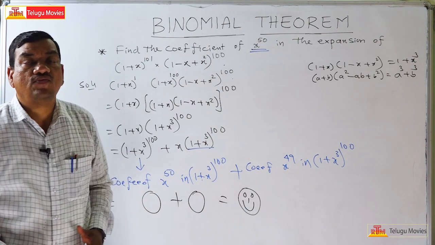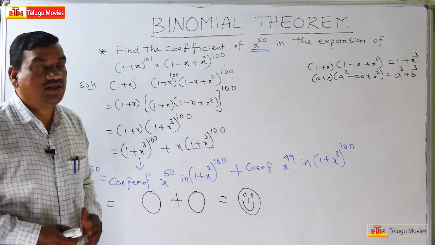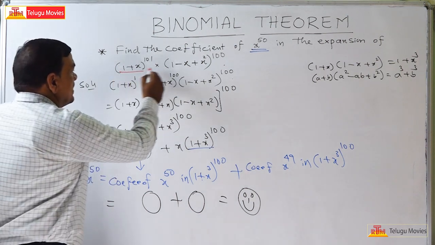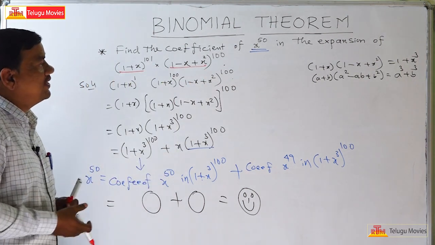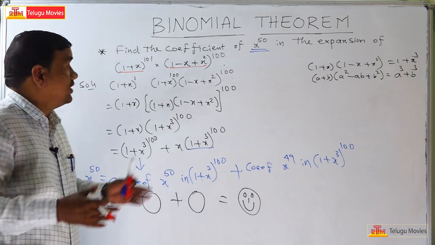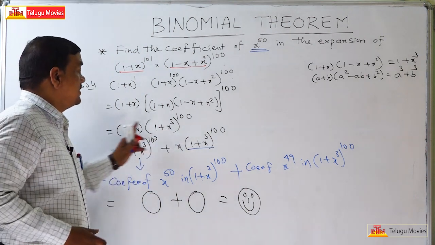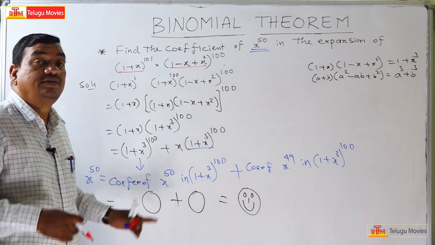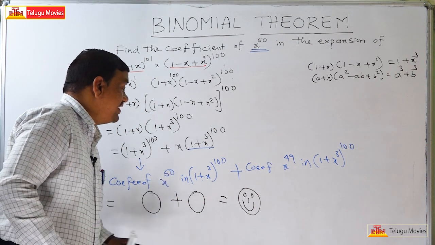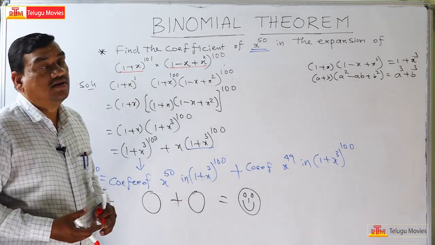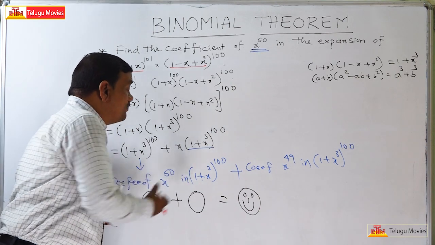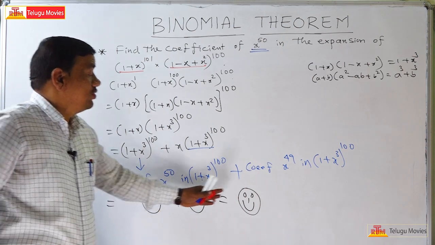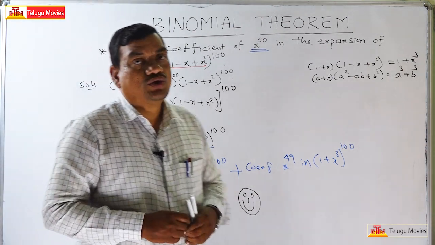Such types of logical problems are given. By seeing this problem, the idea you have to get is that 1 plus x into 1 minus x plus x square is nothing but 1 plus x cube, so this becomes two binomials. Afterwards we apply the trick. Since 50 is not a multiple of 3, we won't get the x to the power of 50 coefficient. We will get 0, so ultimately the answer is 0. So you understand this problem.